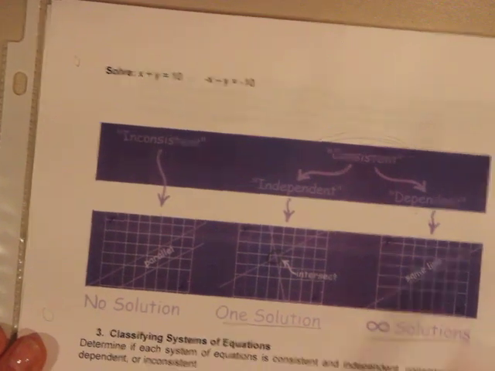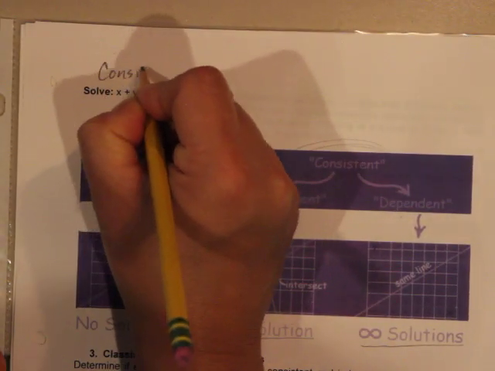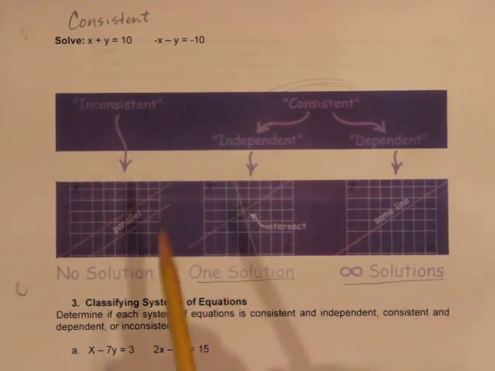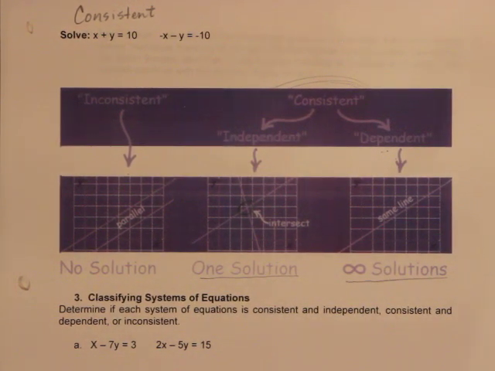So let's look at this one here. This is going to be a consistent system, I'll just give you that hint. Now, is it going to be dependent or independent? Let's solve it and figure it out.